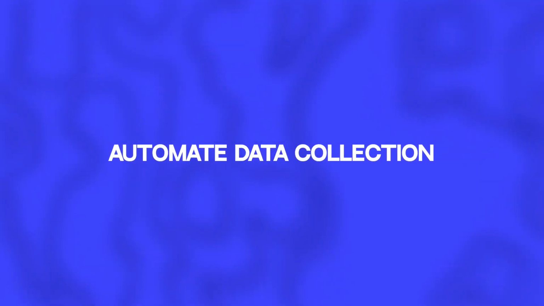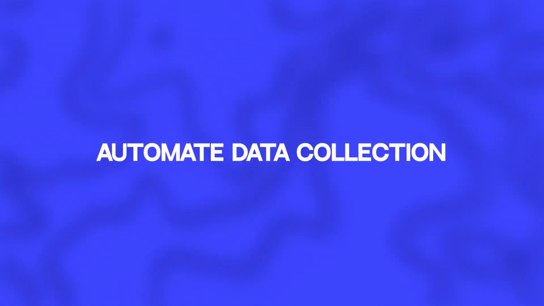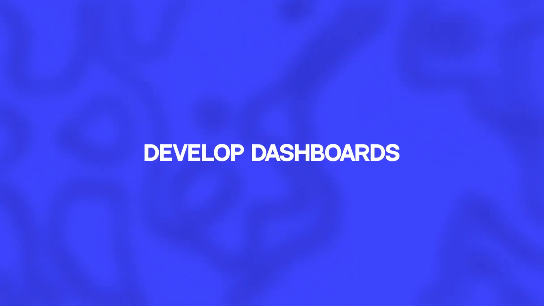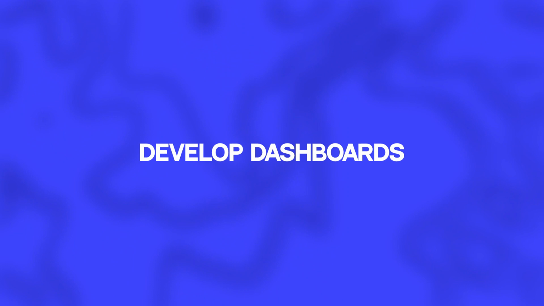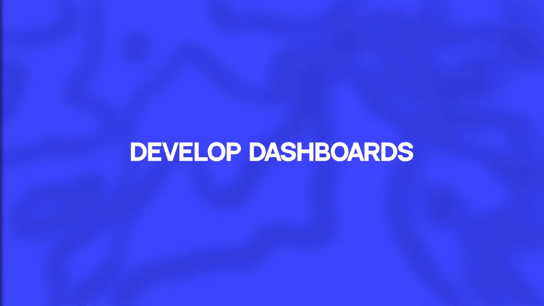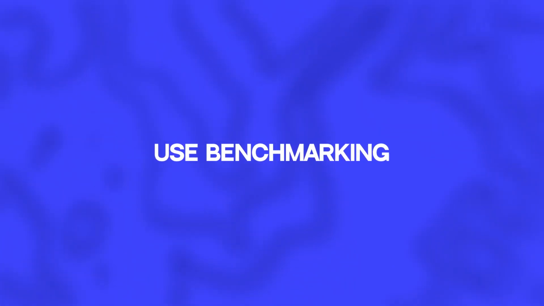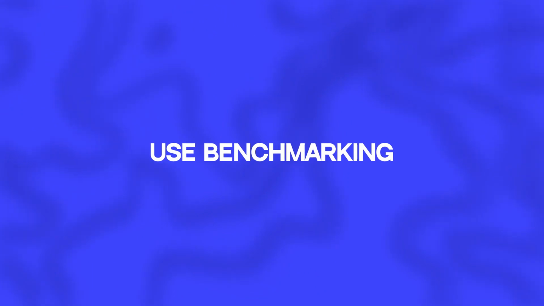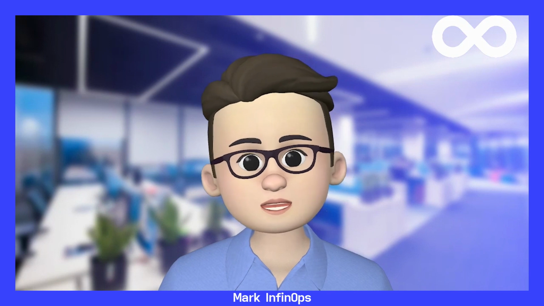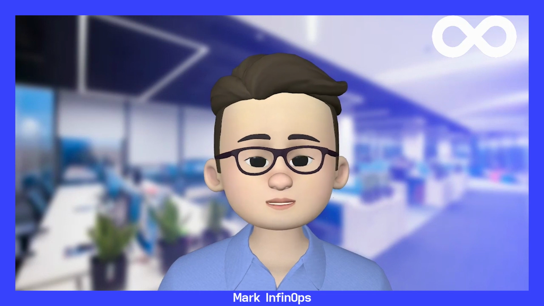Firstly, automate data collection. This ensures consistent data gathering and, thus, can be used to derive meaningful insights. Secondly, develop dashboards. This is a great way to monitor metrics in real time. It simplifies identifying areas for improvement and making the necessary strategy adjustments. And thirdly, use benchmarking. This can provide valuable insights into where the organization is performing well or where there are opportunities for improvement. By measuring key performance indicators and metrics, organizations can better understand how well they are managing their cloud expenses through FinOps practices.